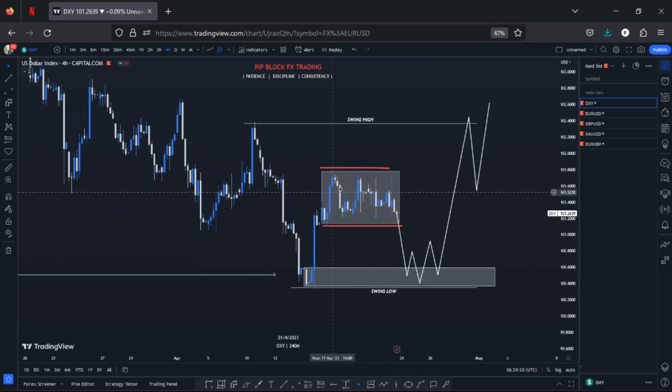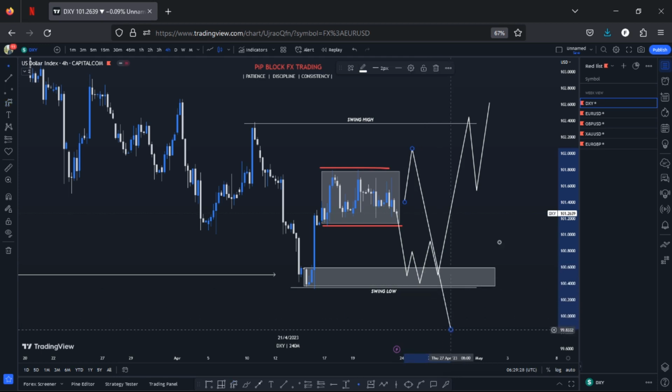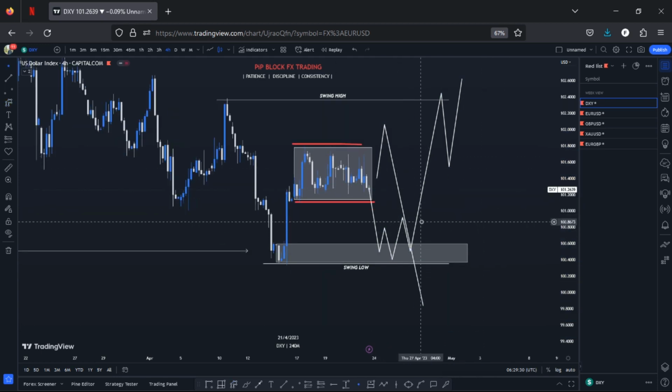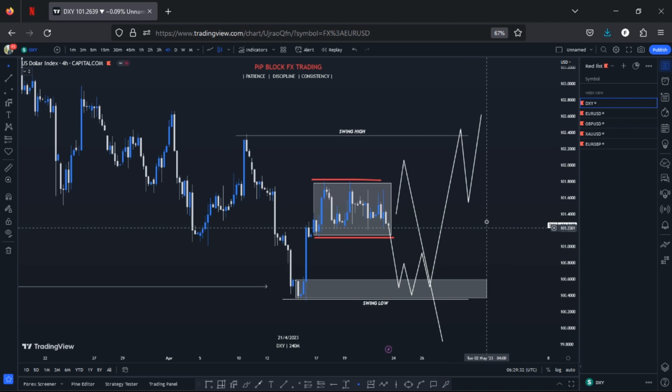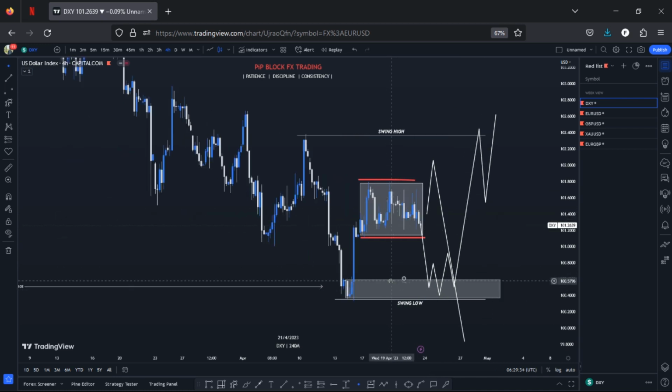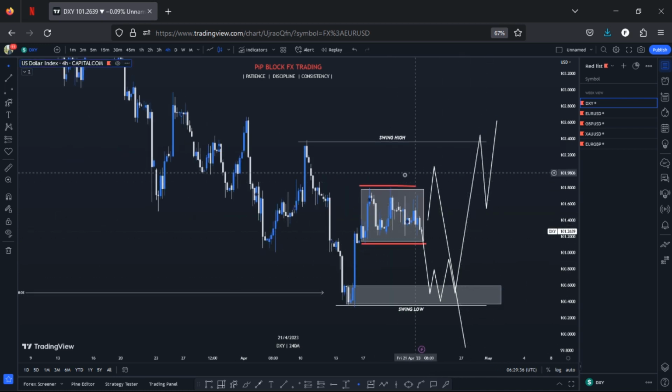Even though I'm very bearish, I'm expecting markets to take out this form of liquidity right here by just moving up here, then give me some continuation for my sell. I'm also going to have my eyes on this particular demand zone right here. So this is what I'll be expecting for DXY this coming week.